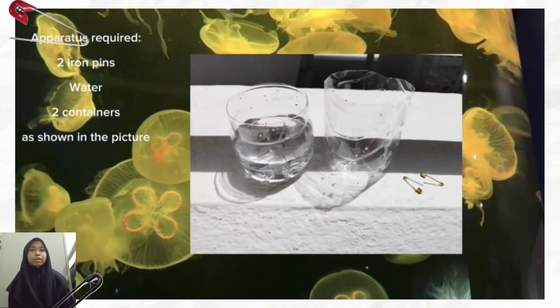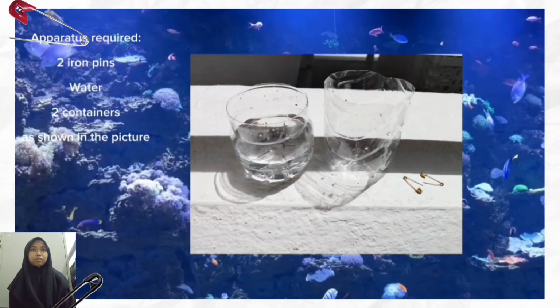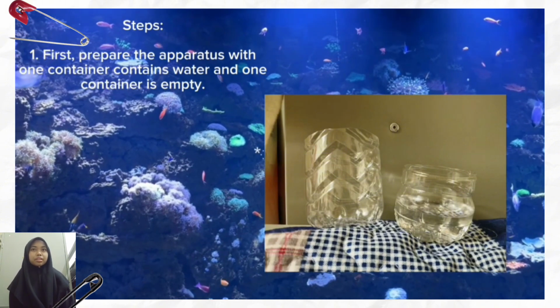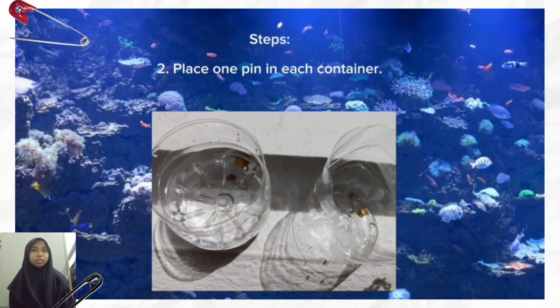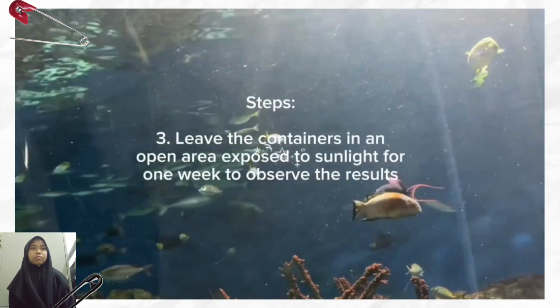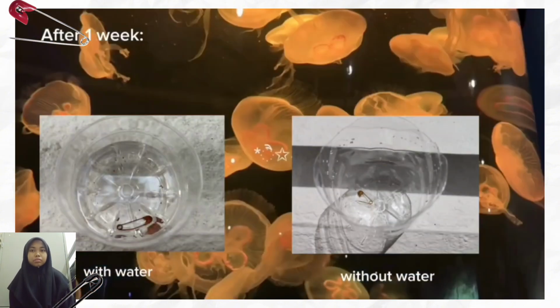Apparatus required: 2 pins, water, and 2 containers as shown in the picture. First step, prepare the apparatus with 1 container containing water and 1 container empty. Second, place 1 pin in each container. Step 3, leave the containers in an open area exposed to sunlight for 1 week to observe the results. Here are the results after 1 week.